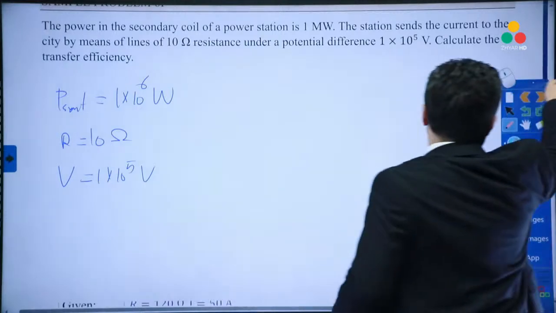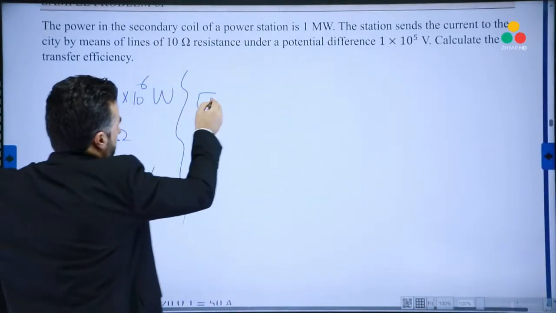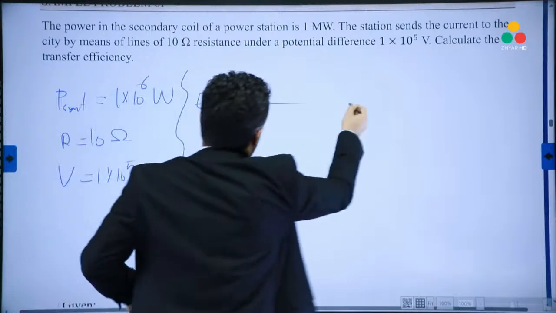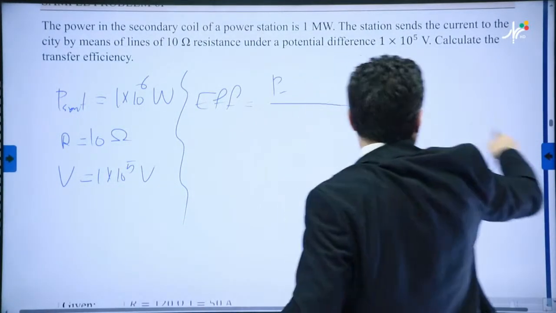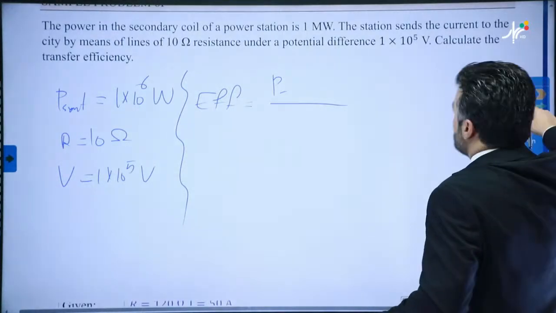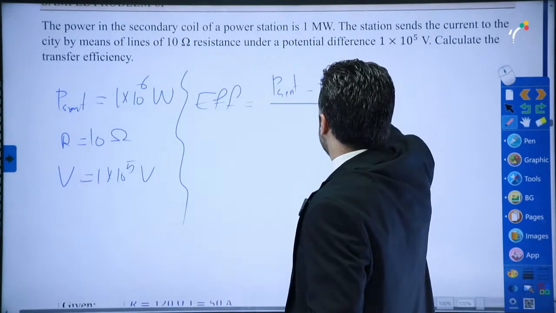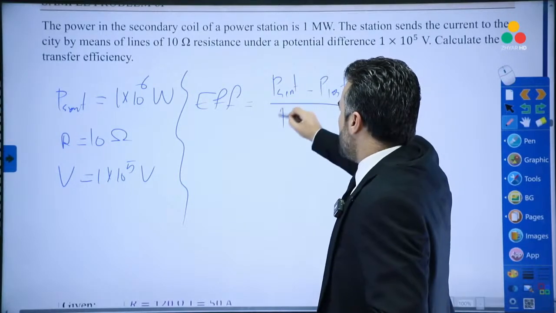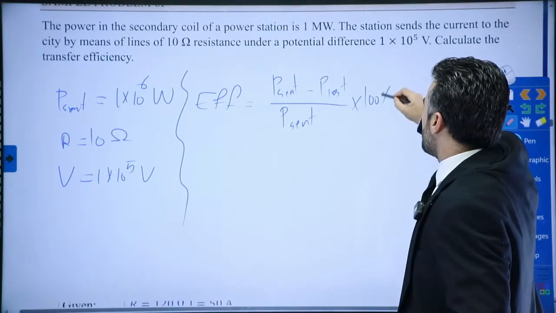So how do we find the efficiency here? We'll say transfer efficiency equals, normally, power sent minus power lost, divided by power sent, and then multiplied by what? By 100%. Very, very good.